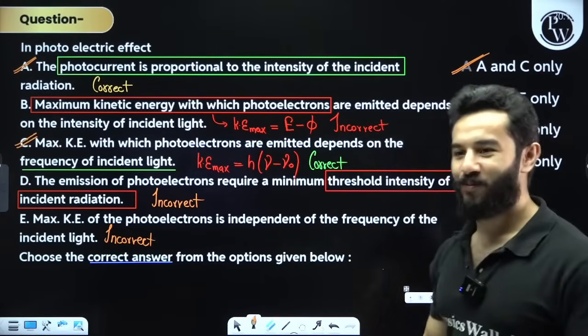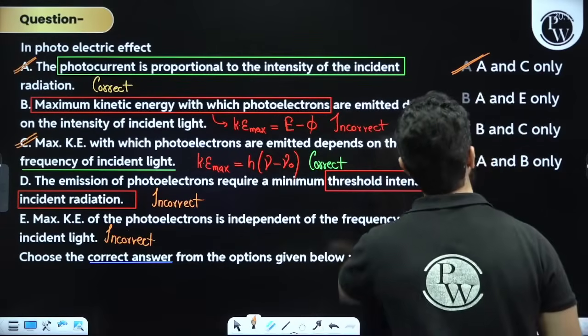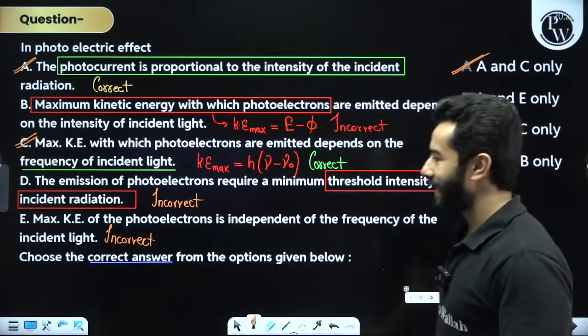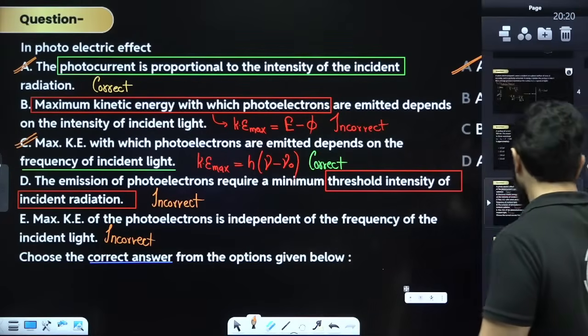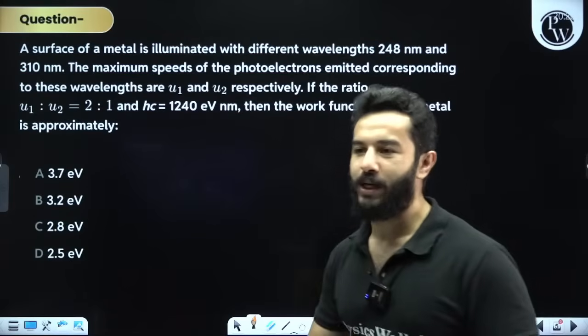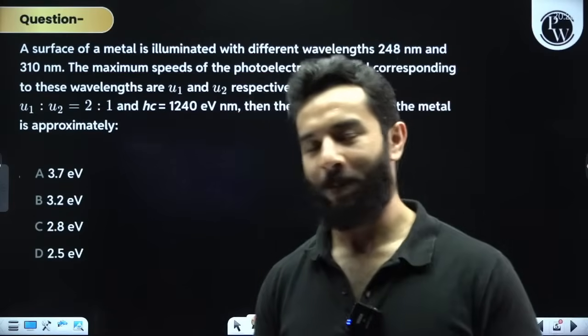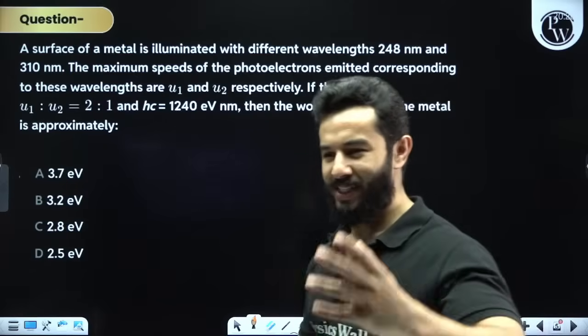Because of me, your one poll got wronged. Sorry. Answer A is correct. A and C. A and C. Moving on to the next one. Okay. Sorry for this. Let's solve this question. Be quick, friends. Be quick. Correct. Very, very good.